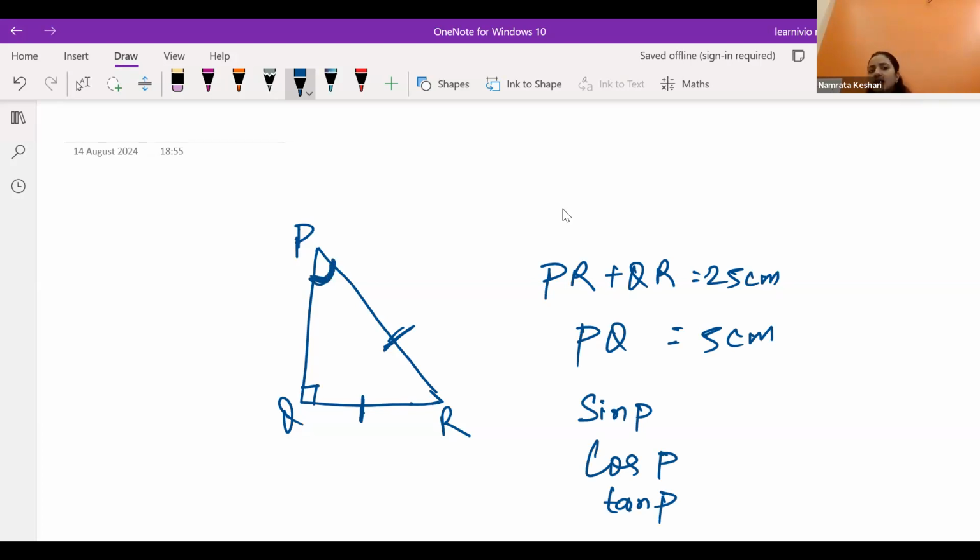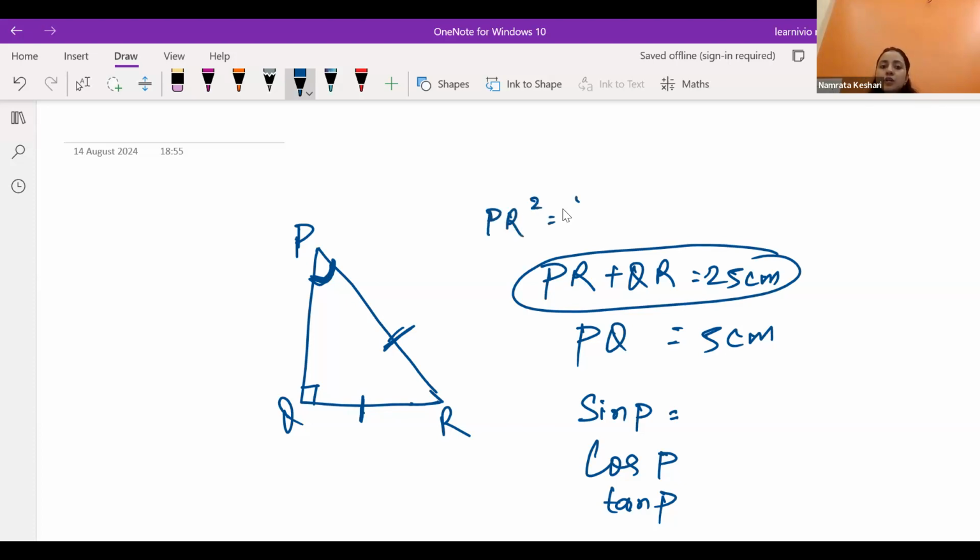So I think this is not that tricky. You will be able to figure out the length of each and every side and then you can find sine P. Now the question is how you will find the length of PR and QR, as PQ is already given. One of the equations is given. Another equation you can create by yourself using the Pythagoras theorem. Yes or no? Yes, you can write that hypotenuse square is equal to PQ square plus QR square. This one you can write by yourself, the Pythagoras theorem.